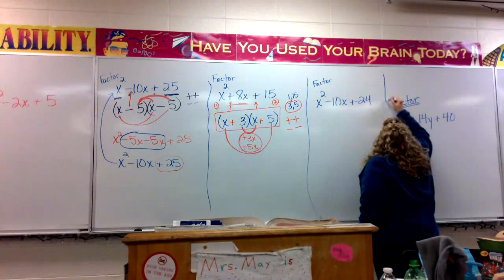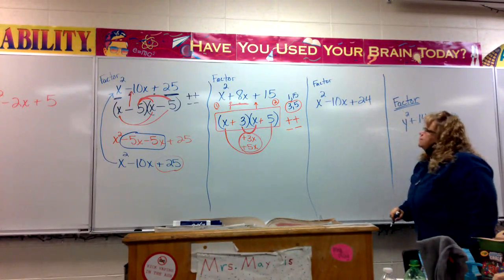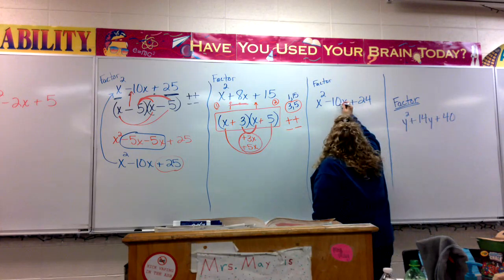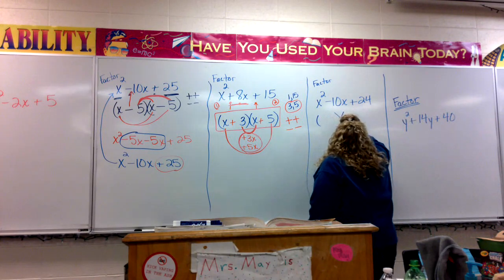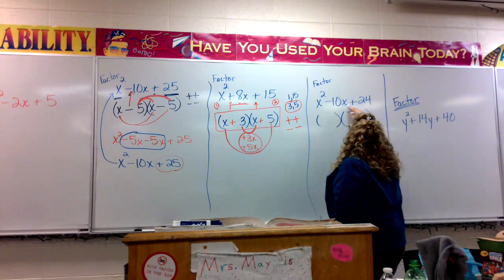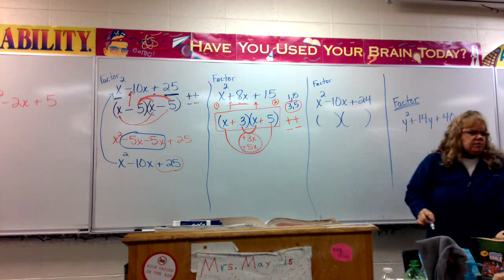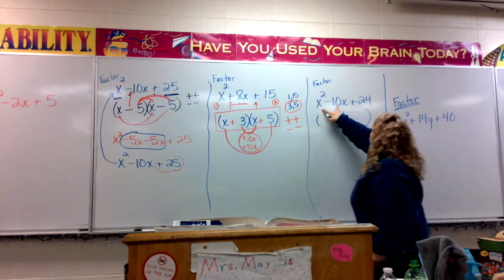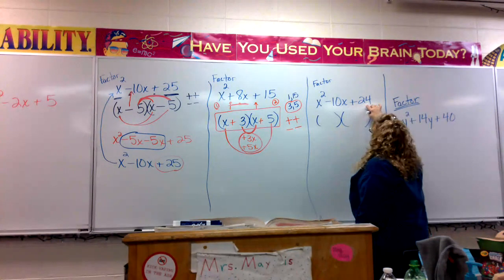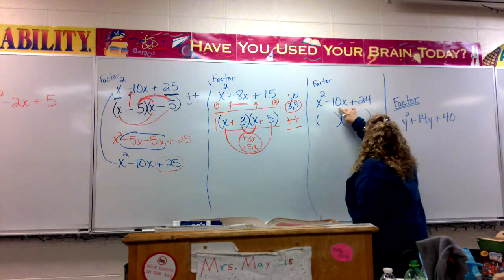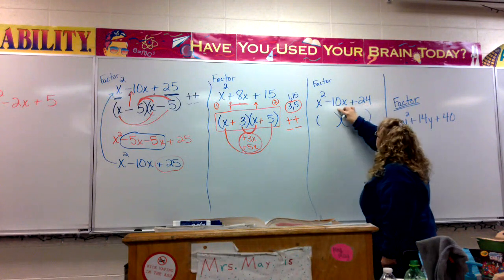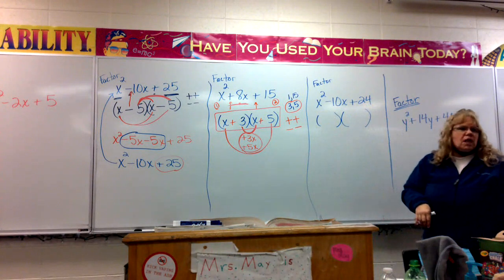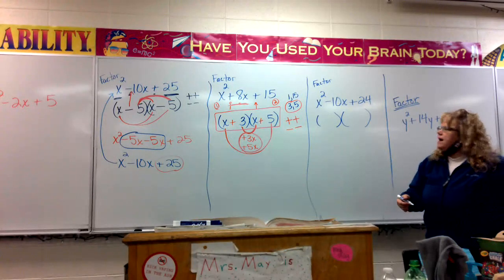Anybody have any questions on that one right off the bat? Let's try another one right here. You start with checking to see, is there anything in common with those? These two have an x, but this one doesn't. What are these two divisible by? 2, but not that one? So there is no common factor.